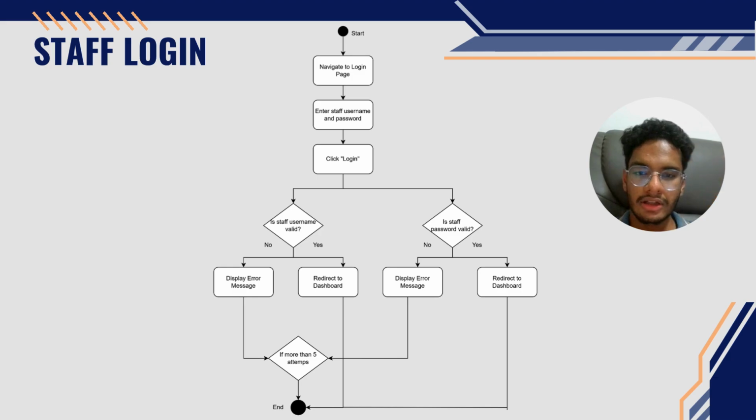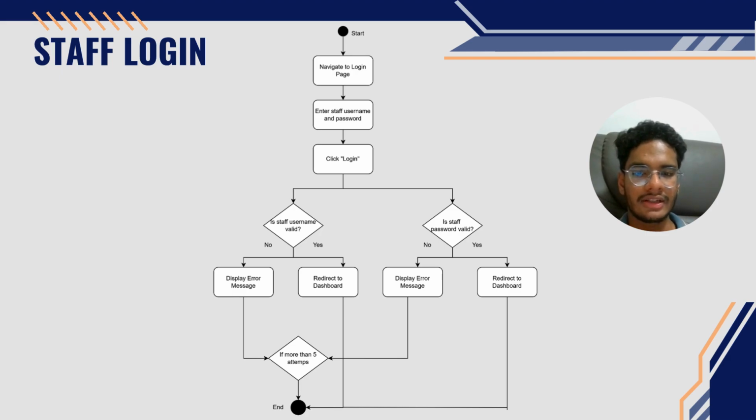This is the activity diagram for the staff login page. First is start, then the staff will navigate to the login page. Then the staff will enter the username and password. Then the staff should click the login button.